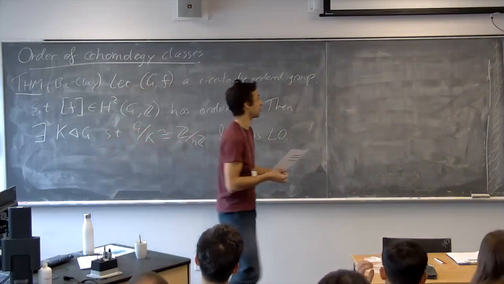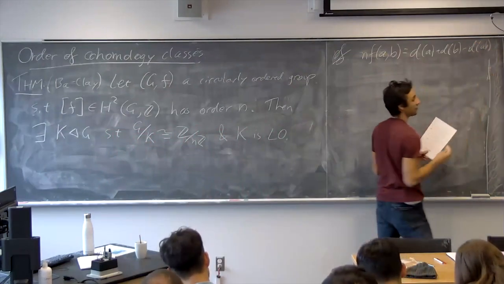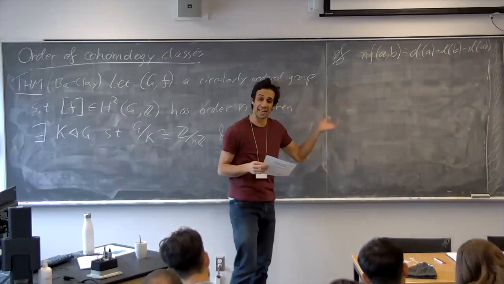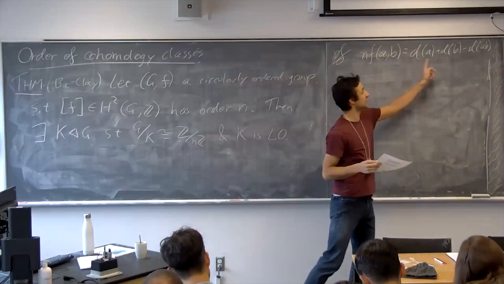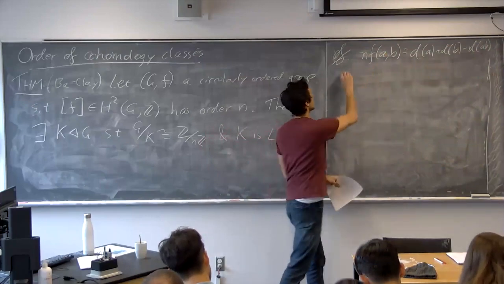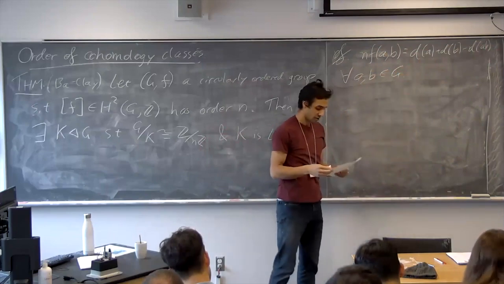All right, proof. And it's dAB. I'm just unwrapping the definition of what it means for F to have order n in cohomology: there is some function D which satisfies this for all A and B in G.